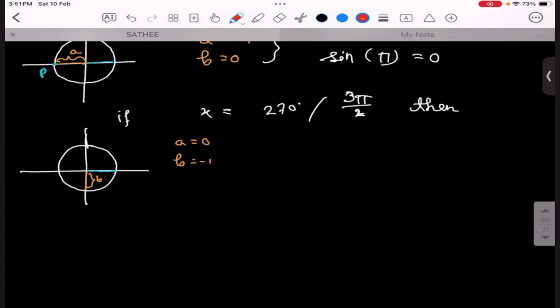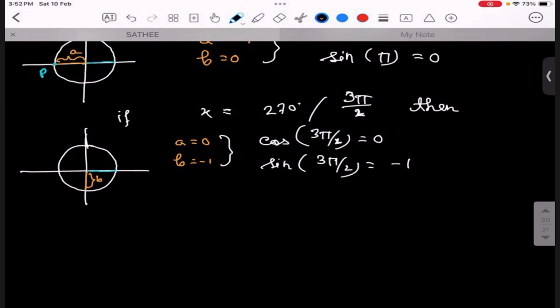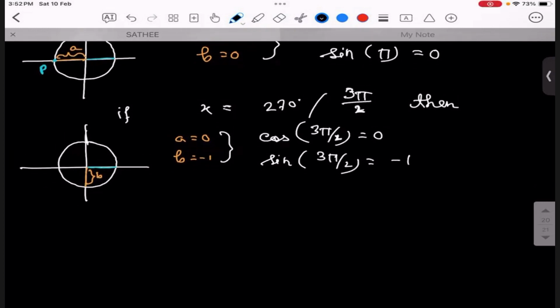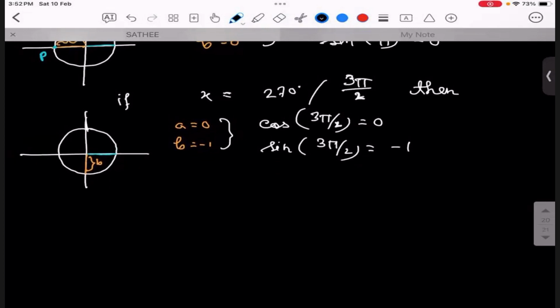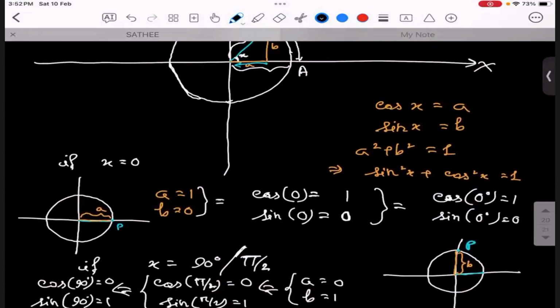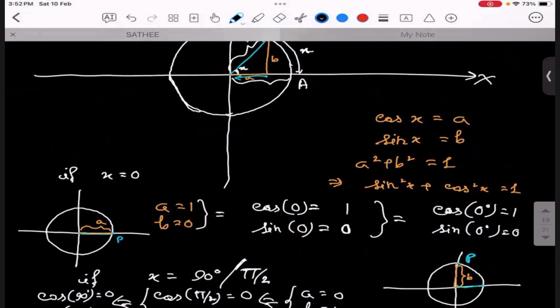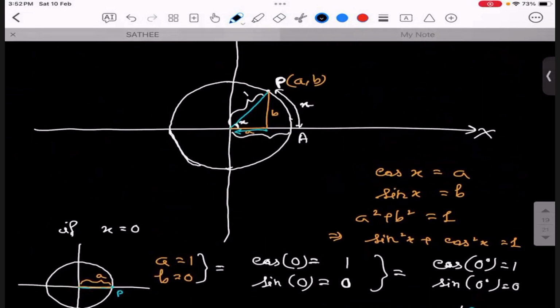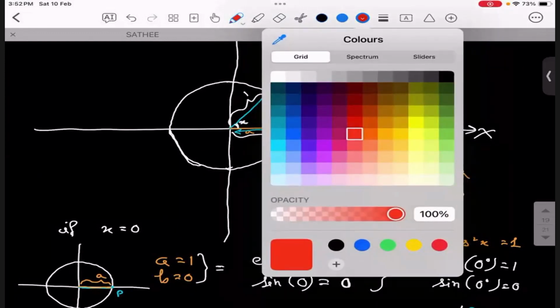So from here one can clearly write that cos 3 pi by 2 equals 0, sin 3 pi by 2 equals -1. And again we go to the initial point, which is the case when x equals 0 or x equals 2 pi. From here one can observe one thing, that if someone starts from the point P, let us change to a new color to make it easier to understand. Okay, green should be a good color.